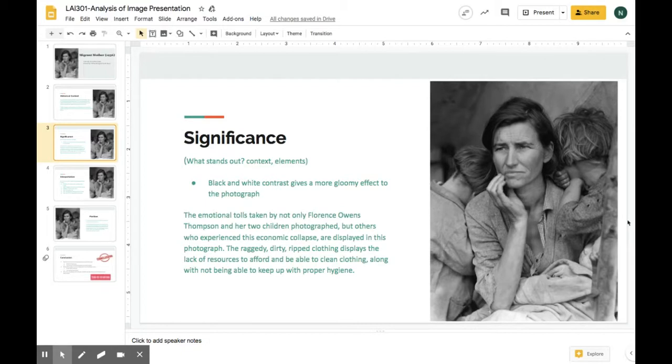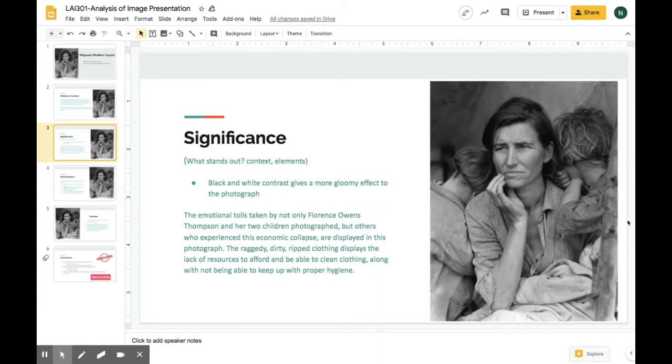Regarding the context and the elements, the black and white contrast in this photo does give a more gloomy effect to this photograph. The black and white effect on this photo displays more of the sad emotions of the family, and we can all assume that many others had the same negative experience.